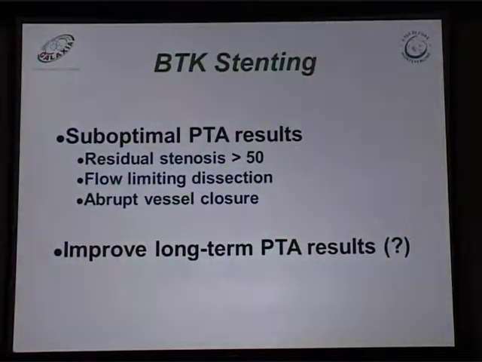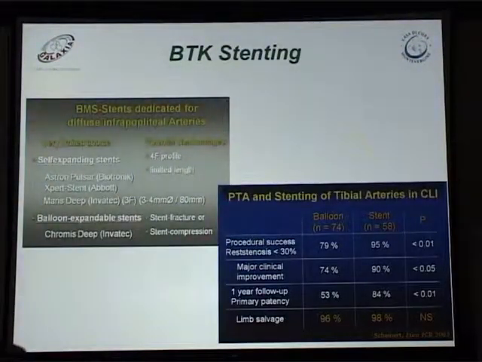Stenting is indicated in residual stenosis of more than 50% after angioplasty, in flow limiting dissection, abrupt vessel closure, and to improve long-term PTA results, as we'll see from the next data. One important study, which is practically comparable with other studies, is written by Scheinert from Leipzig. You see the stenting compared with balloon angioplasty, the procedural success, restenosis, major clinical improvement, and 1 year follow-up primary patency is much higher with a statistically significant p-value. But looking at the limb salvage, we have the same result.